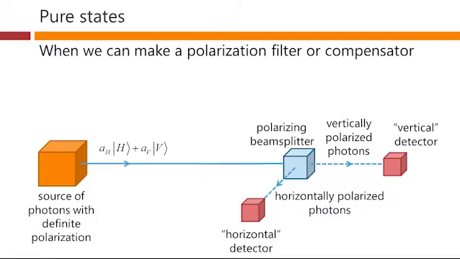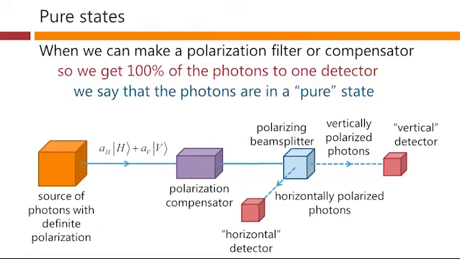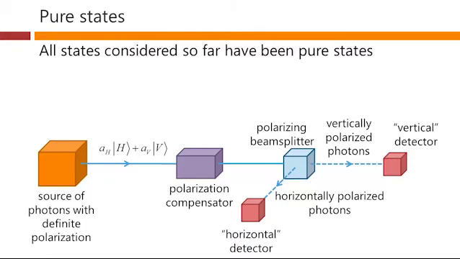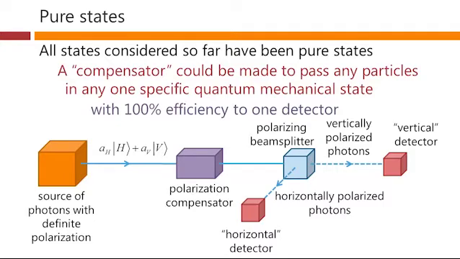When we can make a polarization filter or compensator so that we can get 100% of the photons to one detector, so here's our polarization compensator we're putting in now, and the idea is that no matter what state we've chosen here, we can always design this in such a way that 100% of the photons would go through to here. We say that the photons then are in a pure state. Here, that state would be this one. So they started out in this state. We can build a compensator such that all of the photons end up going through to the vertical detector. If we can do that for a given state, then we can call that state a pure state. All the states we've been considering so far have in fact been pure states. A compensator could then be made to pass any particles in any one specific quantum mechanical state, with 100% efficiency to one detector.